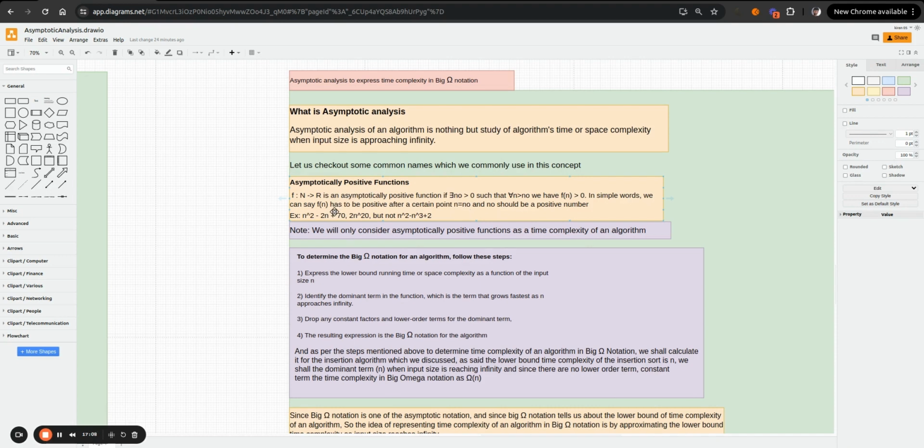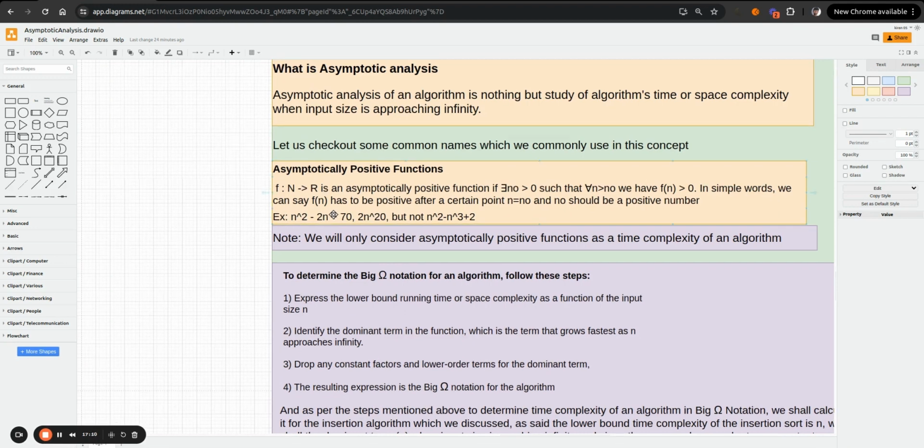Some examples of asymptotically positive functions are this quadratic equation, n square minus 2n plus 70. This is positive after a certain n equal to n naught, right? So this is asymptotically positive. Similar is the case of 2n plus 10. In the case of n square minus n cube plus 2, after a point on the x-axis, it will mostly be going to the negative y-axis. So this is not asymptotically positive.